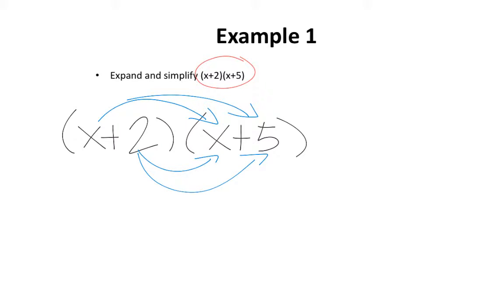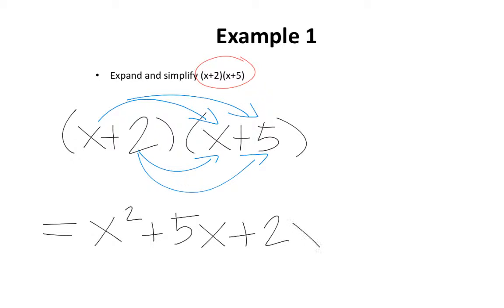We're going to look at our first terms. x multiplied by x is x squared, because when you multiply powers with the same base, you add the exponents. Now I'm going to multiply my outer terms. x multiplied by positive 5 gives me positive 5x. Now I'm going to look at my inner terms. Positive 2 multiplied by x will give me positive 2x.